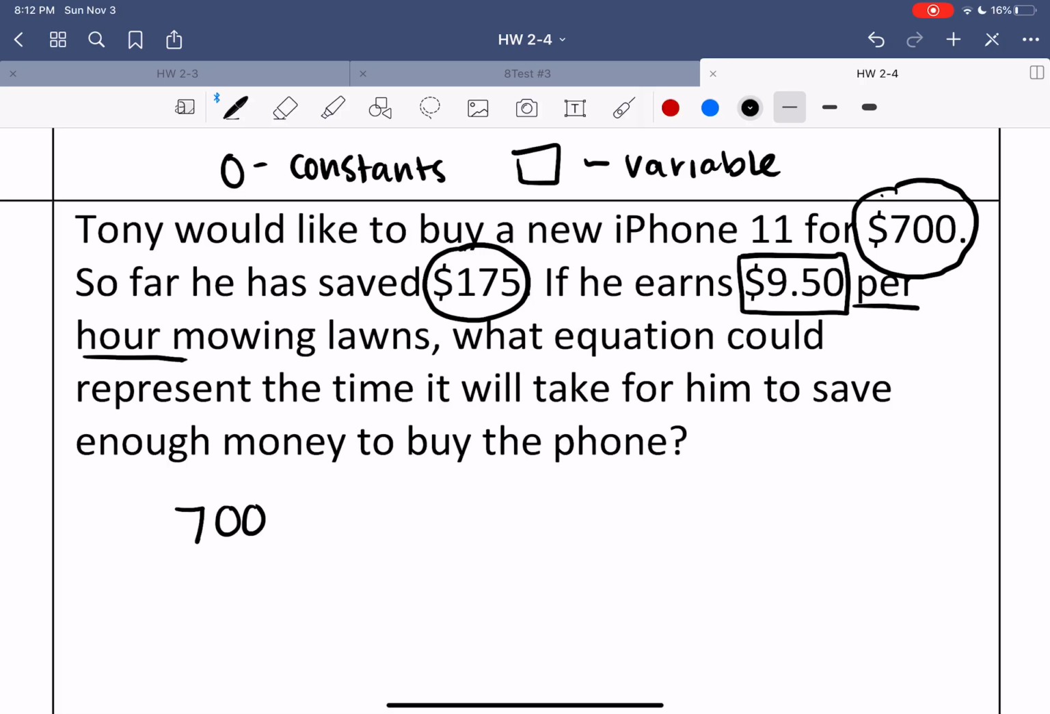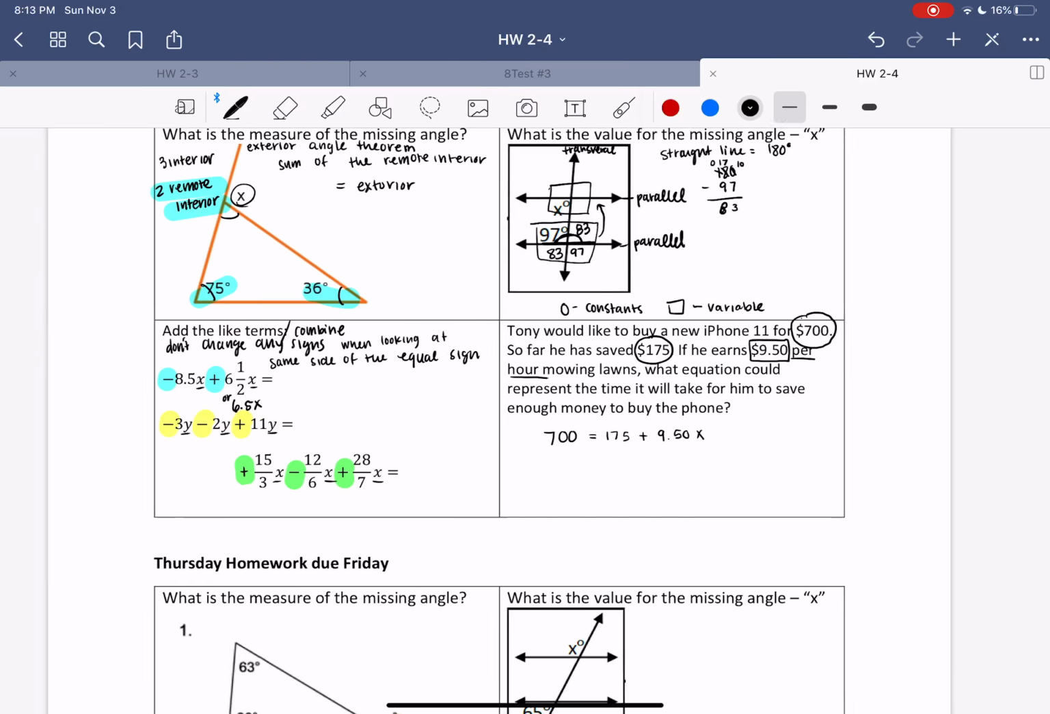And I would want $700 equals the amount that he needs to earn. So he's going to have to add the 175 that he's already earned to the amount of money that he's able to earn, and this will be able to tell you the time that he would have to work, how many hours he would have to work.